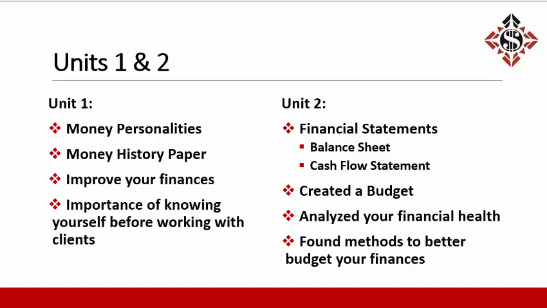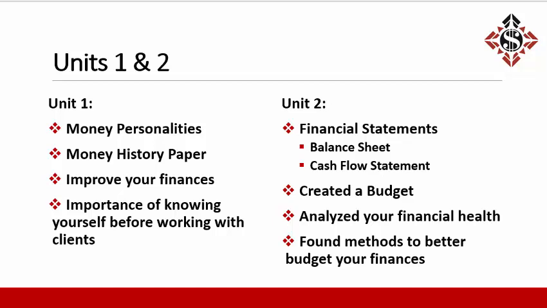In Unit 2, you learned about the different financial statements, from a balance sheet and cash flow statement, and what information from each is used to calculate the financial ratios. You created a budget and analyzed your own financial health, and by analyzing your own financial health, you listed methods to better tracking expenses and how to improve your budget. All of these concepts can be applied to the Case Study Part 1.